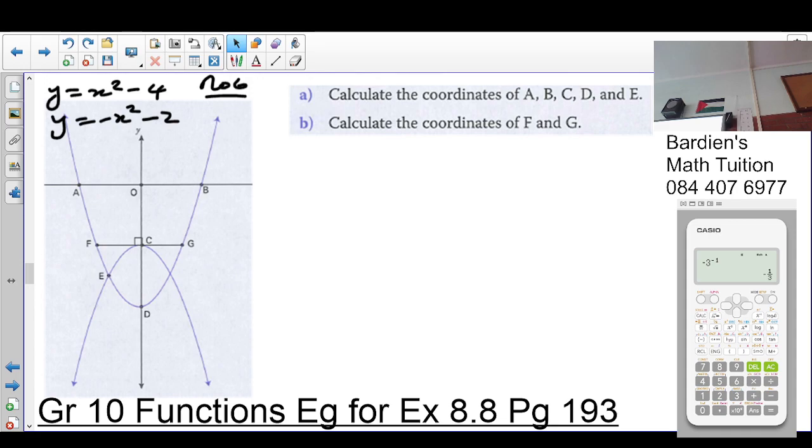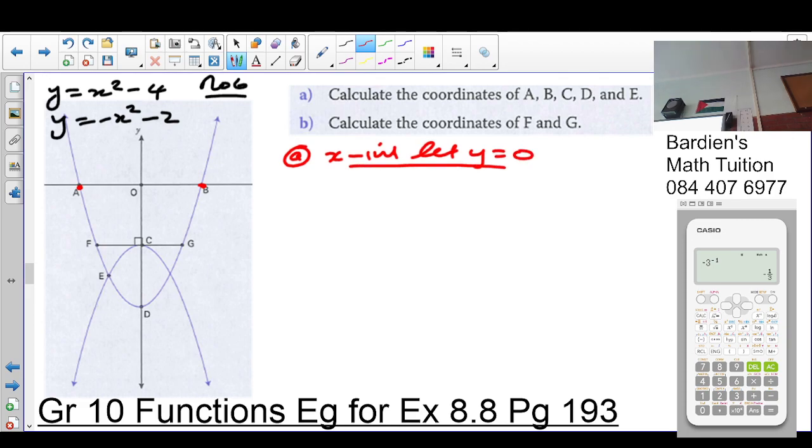So let's look at A and B. So what do we do for our x-intercept? y equal to 0. So which graph is which? The smiling graph is the first one, y is equal to x squared minus 4, and the other one, of course, is the sad graph. Okay, you guys understand? Which is y is equal to negative x squared minus 2.